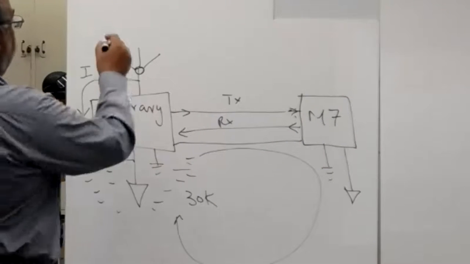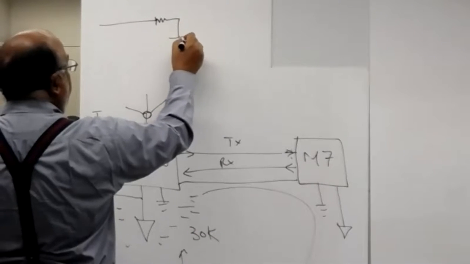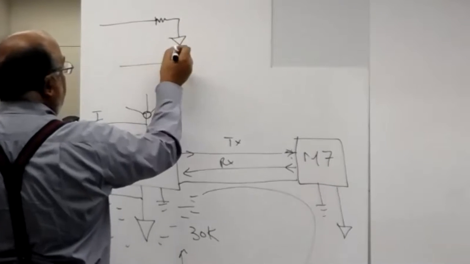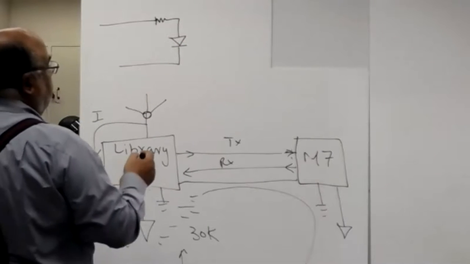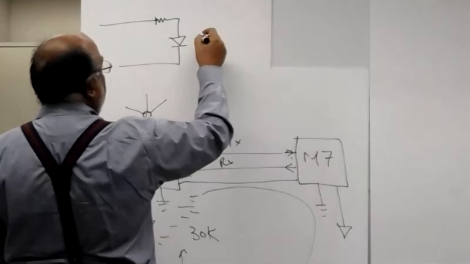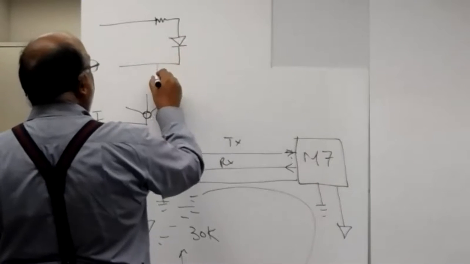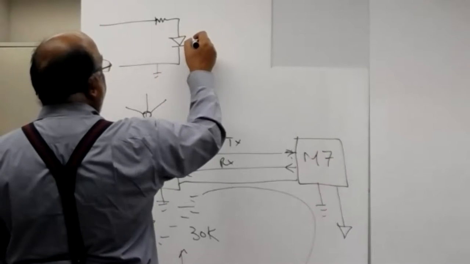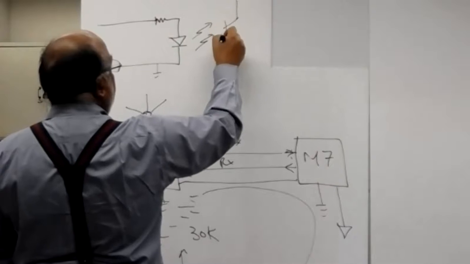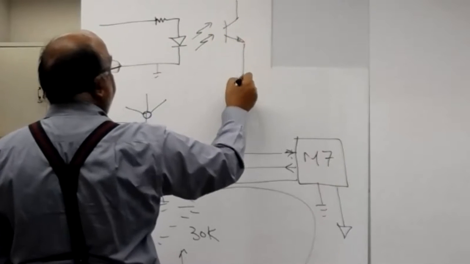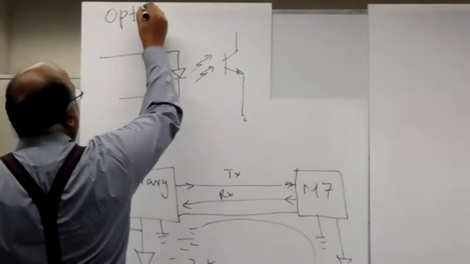So that's why that optical isolator is always there. This optical isolator is also always used when you want to control some high speed motor. A motor has very high voltage levels that can feed back into this side of the signal if you don't have optical isolation. So you will use a phototransistor with this. This is called optical isolation.